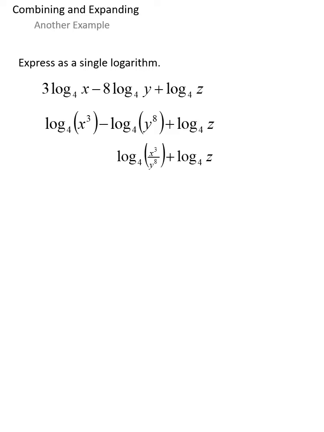And finally, I'll do my addition. Again, since the bases match, I'm allowed to combine these two logarithms or add them together by multiplying the arguments. So I'm going to multiply x cubed over y to the 8th times z. And of course, that gives me this new argument and my final answer per the directions of expressing as a single logarithm.